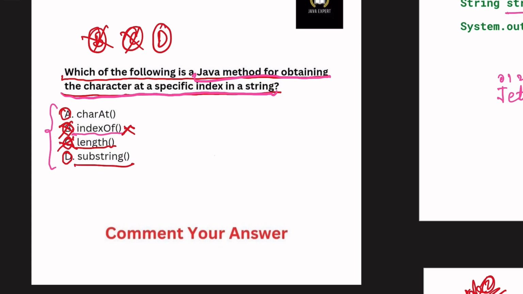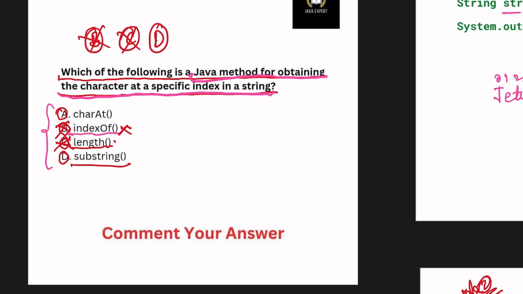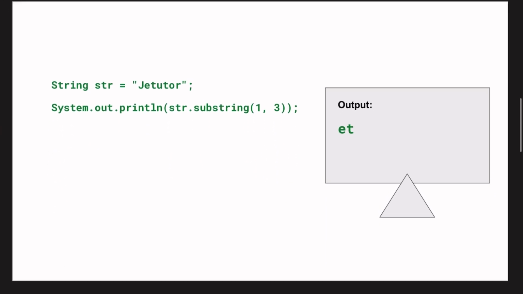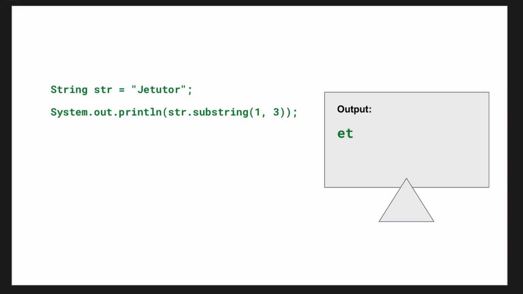And one more thing for option C, why option C is incorrect. It gives you the length of the string, not the character at a specific index. So that is why option C is wrong. Now let me tell you the substring method. First, let me tell you the purpose. It extracts a portion of the string, a sequence of characters, not a single character. Okay, let me show you one more example for that, so that it would be easy for you.